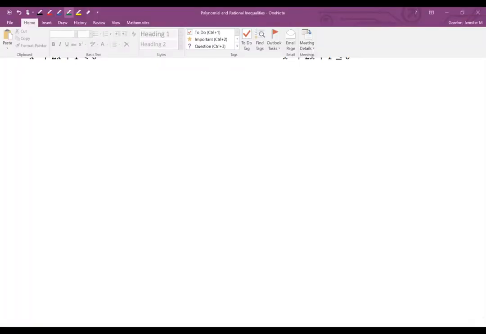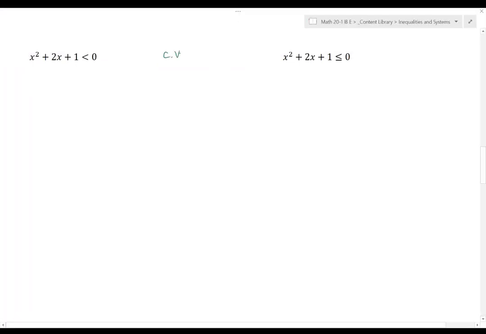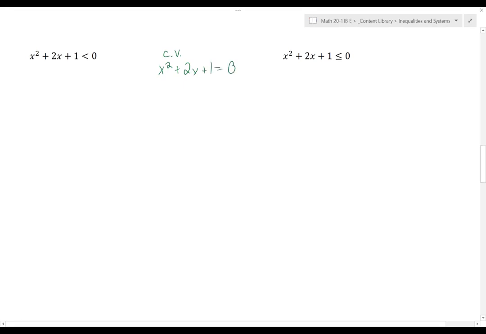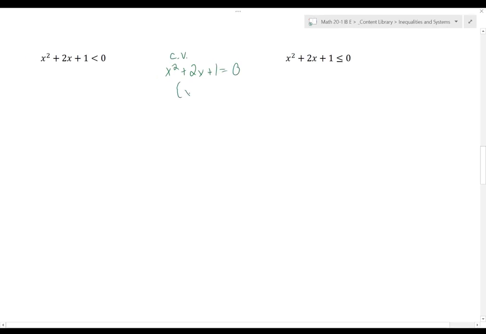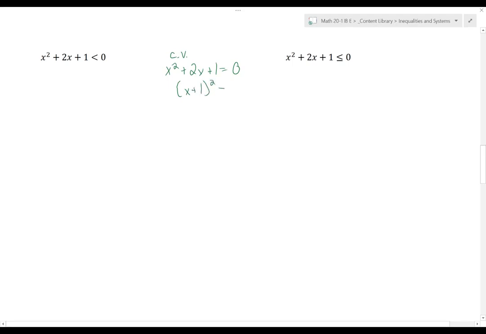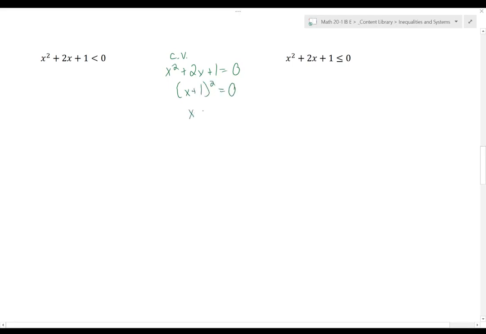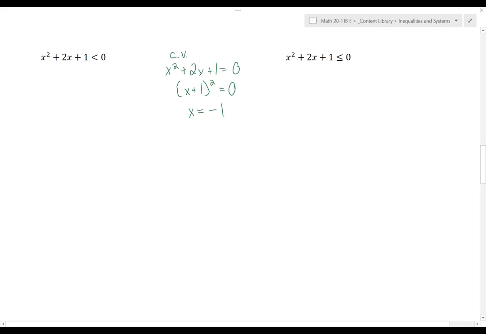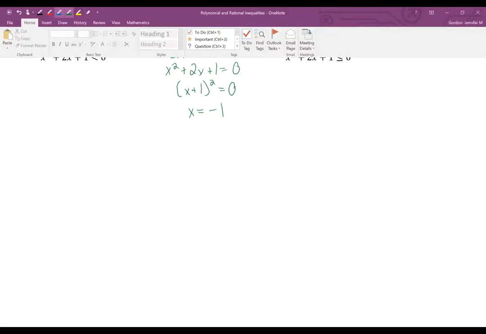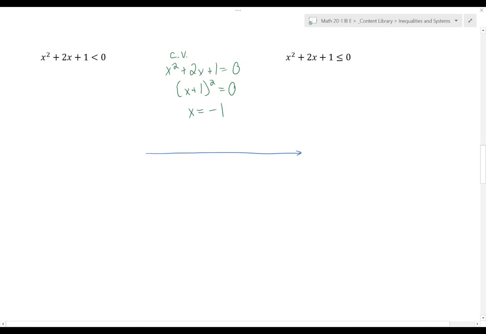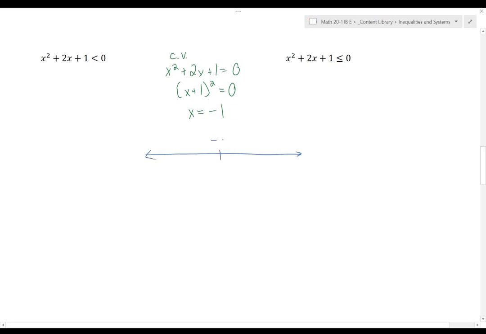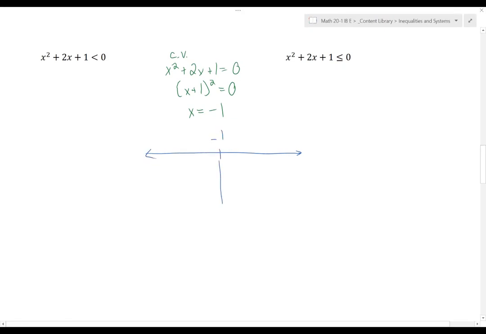But what happens when I factor this? The critical values in both of them are going to be the same, because what I'm doing is solving the equation x squared plus 2x plus 1 equals 0. But when I factor x squared plus 2x plus 1, I get x plus 1 squared equals 0. So I actually only have one critical value, and that's when x equals negative 1. For both of these, I can use the same table of signs. So my only critical value is negative 1. Negative 1 may or may not be included, depending on which of these I'm solving.